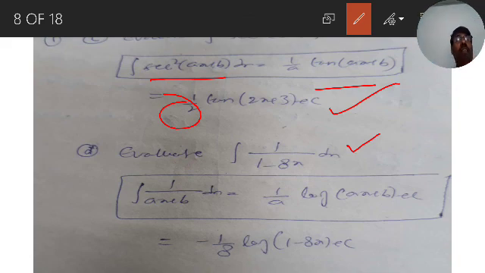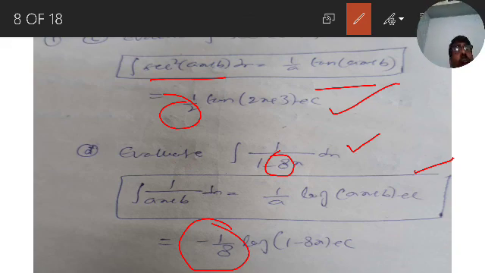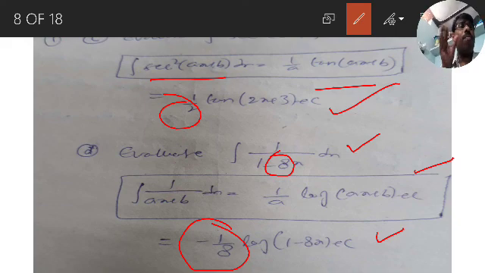Now the next one. Evaluate integration of 1 by (1 minus 8x) dx. Already we did this in the second problem. Integration of 1 by (ax + b) into dx is 1 by a log of (ax + b) plus c. Now what is the x coefficient? The x coefficient is minus 8. That's why it is minus 1 by 8 log of (1 minus 8x). Are you confused? Don't be confused. Previously the x coefficient was 2, now it is minus 8, therefore 1 by minus 8, which can be written as minus 1 by 8. Very, very easy. By looking at the problem, you can directly write the integral value. Are you getting? Very easy.